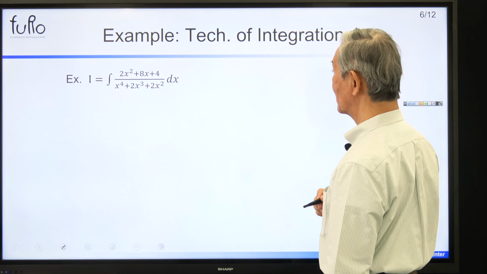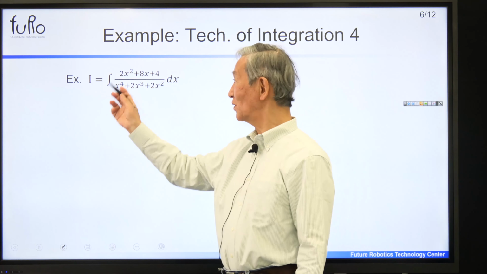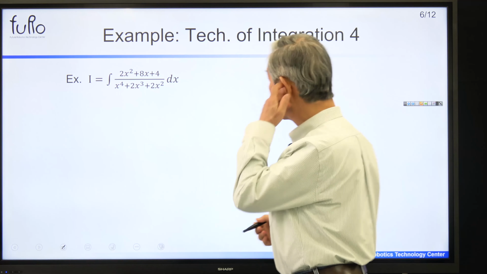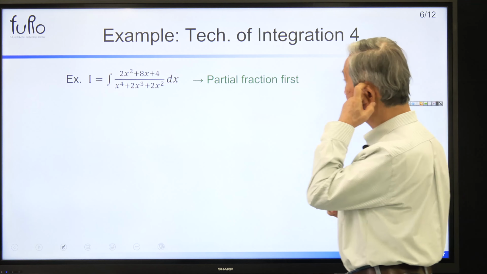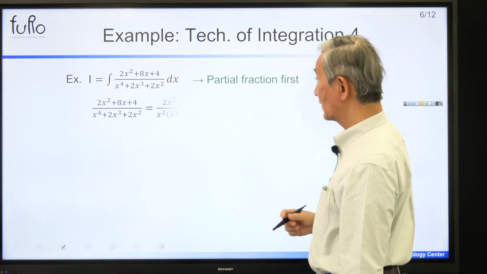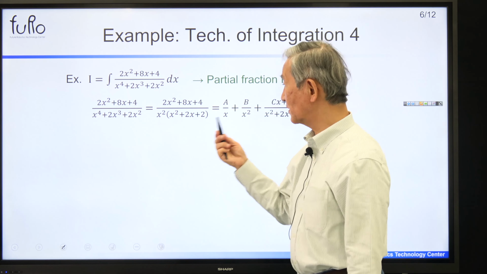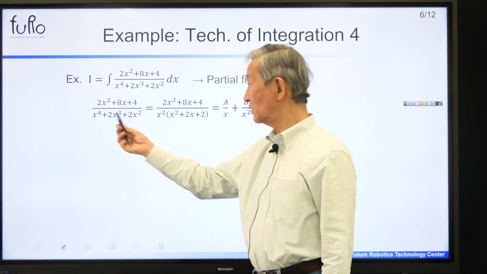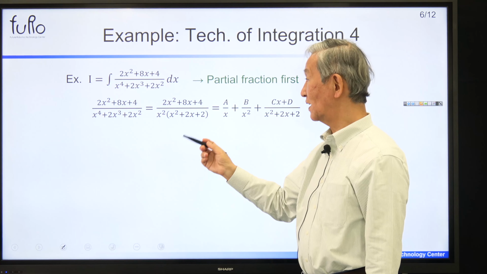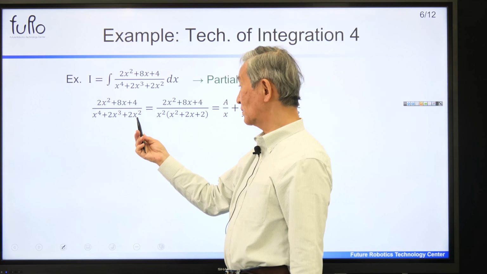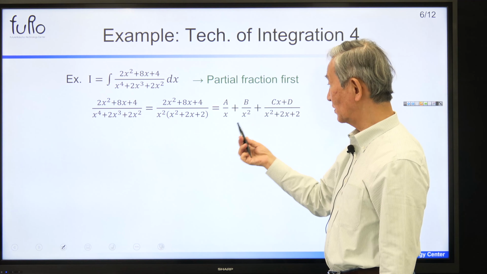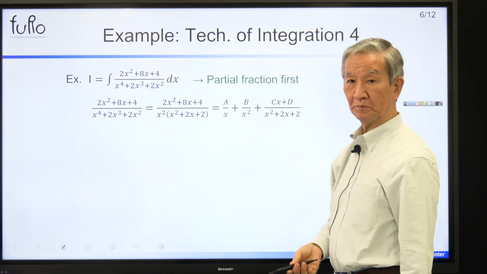All right, example. Here we have a large, complicated rational function. The approach is to break this one down with partial fractions. To do the partial fraction, what you have to do first is to factor the denominator. You can take x squared out, then you have this one here, so you have x, 1 over x squared, and this one here.